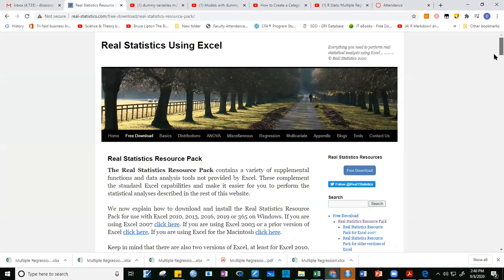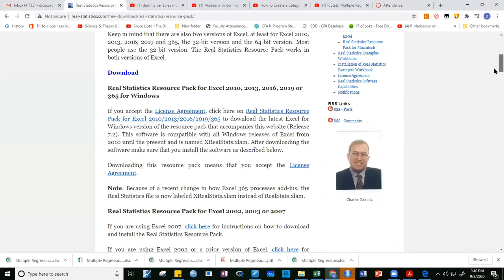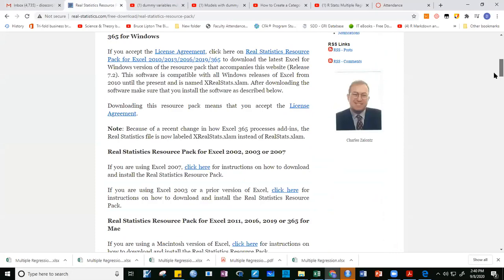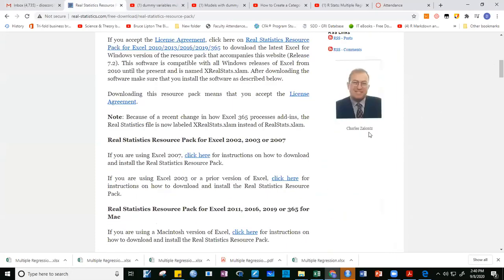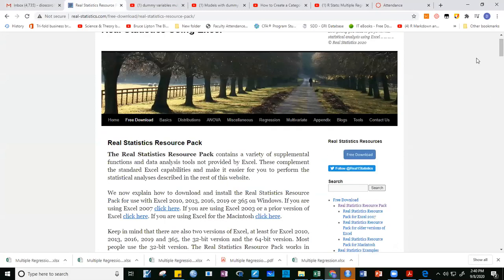site, and then whether you're using Mac or Windows, merong add-ins na dinevelop si Charles Zaiontz. I like this add-in. Well, first of all, free siya. Tapos it makes yung data analysis ni Excel really very, very powerful. Kasi yung data analysis ni Excel very limited eh. But with this add-in, talaga multiple yung capability ng data analysis.